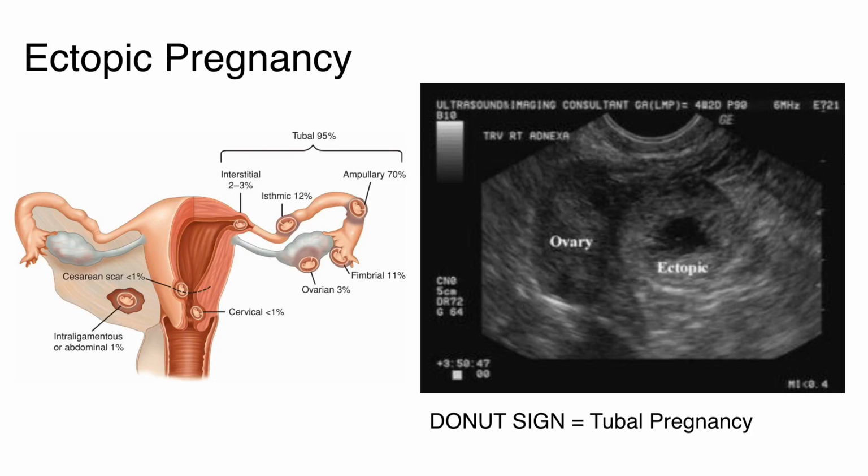So this is what an ectopic pregnancy looks like on an ultrasound. It's called a donut sign. The image on the left shows the anatomy of where it could be, and 95% occurs in the tubes, most commonly in the ampulla, which is 70%. And then it can also occur in the ovaries, in the cesarean scar, or in the broad ligament.